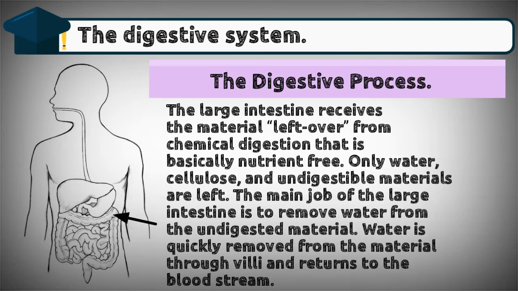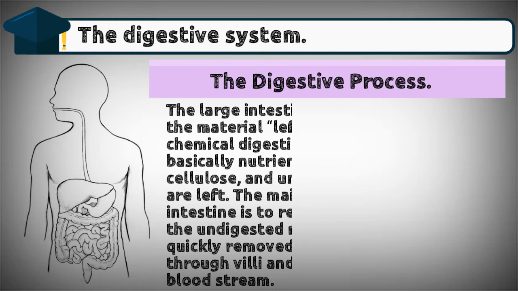Large intestine. The large intestine receives the material left over from chemical digestion that is basically nutrient-free. Only water, cellulose, and undigestible materials are left. The main job of the large intestine is to remove water from the undigested material. Water is quickly removed from the material through villi and returns to the bloodstream.